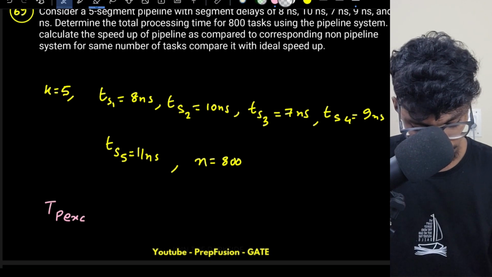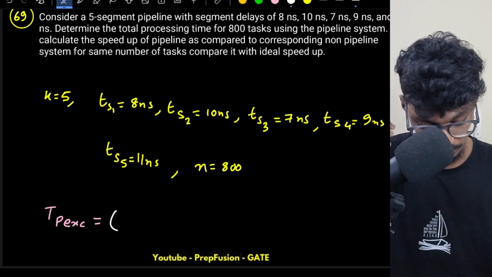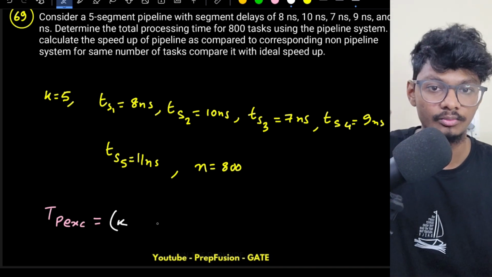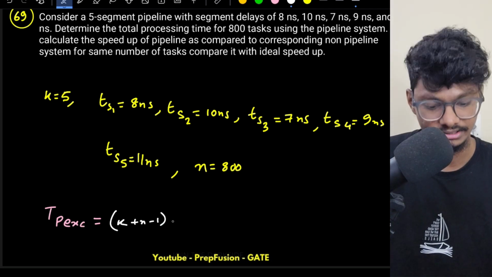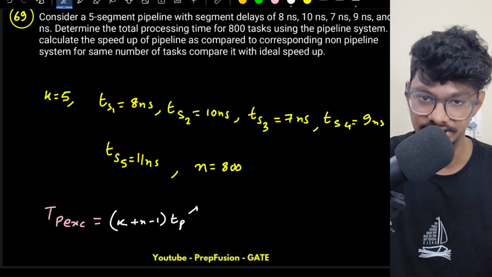Correct. So what will this be equal to? I already know that to perform the first task it will take me k cycles. To perform the other n-1 tasks it will take me n-1 cycles times TP. So what will be TP here? They haven't mentioned a register.